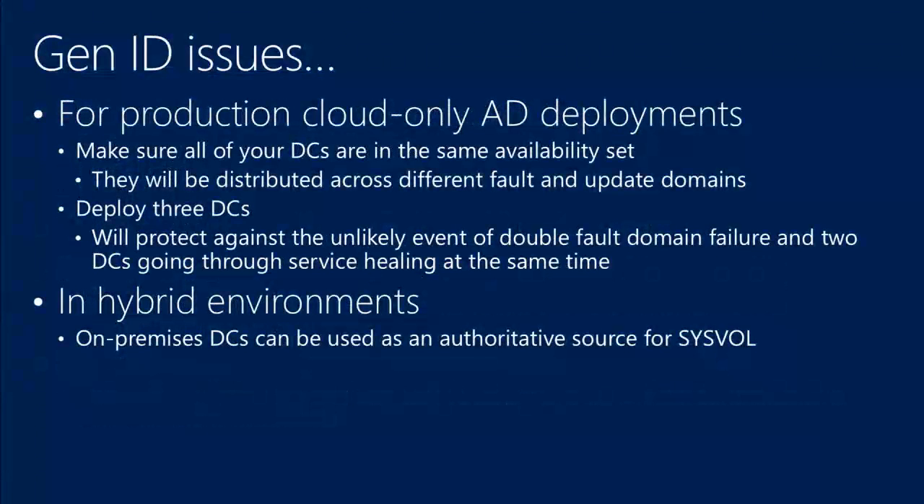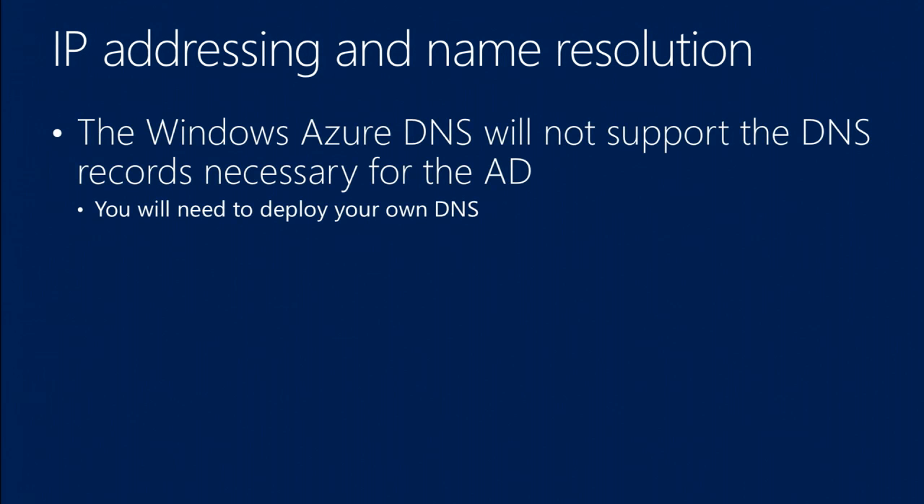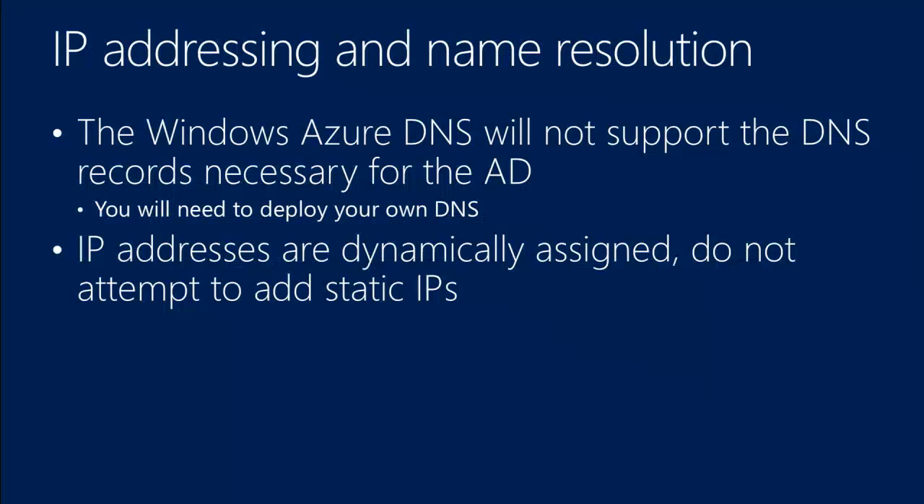Okay, we've covered that slide. So, IP addressing and name resolution. Windows Azure DNS will not support the records needed for AD, so you need to bring your own DNS. Well, if you're bringing AD in, you'll probably be using the Active Directory DNS. IPs are dynamically assigned. You never, ever change them.